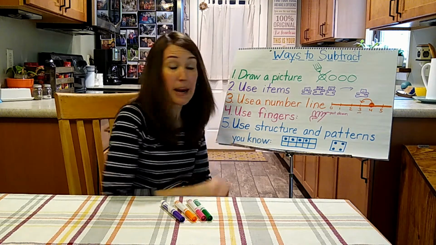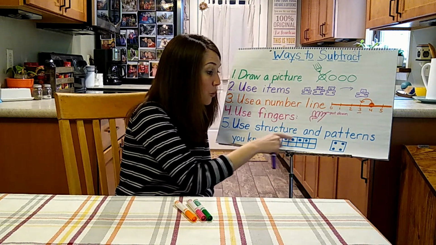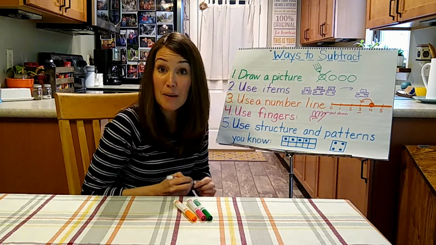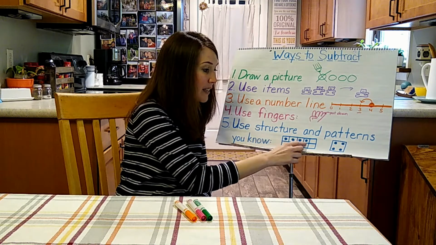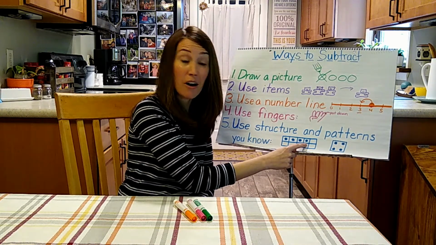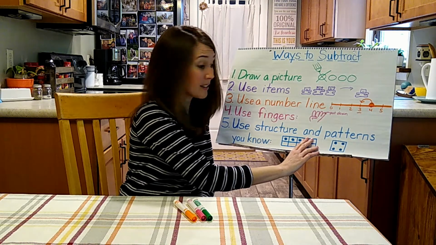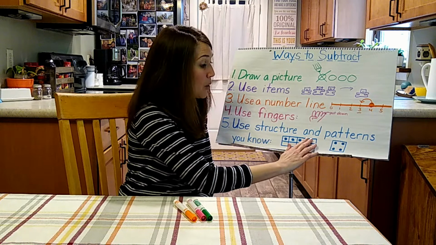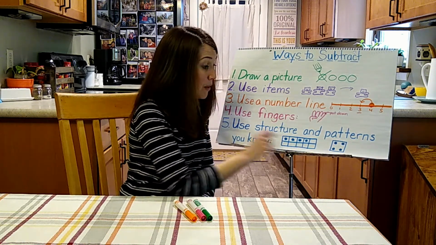Using structure and patterns that we know is another way that can help us. If you take a look right here, we use 10 frames all the time because it helps our brain remember how many. When we see 4 dots on a 10 frame, we don't even have to count. We know right away how many there are. And then we can imagine with our brain that we cover up one of those dots to take it away. How many would be there if we took 1 away? 3. 4, take away 1 would be 3.